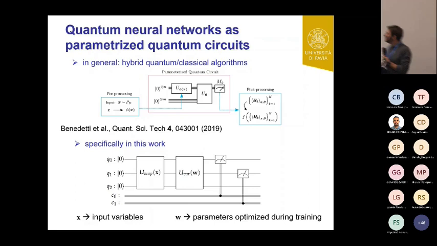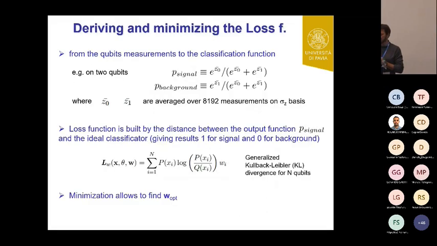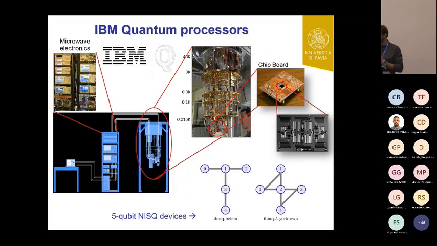So we use our version of these parameterized quantum circuits, in which we use a unitary operation to map the data, the classical data, and then a variational unitary operation where the weights are encoded. And after the measurements, we build the output function and the cost function. Let me skip the details. This is run on IBM quantum computer.